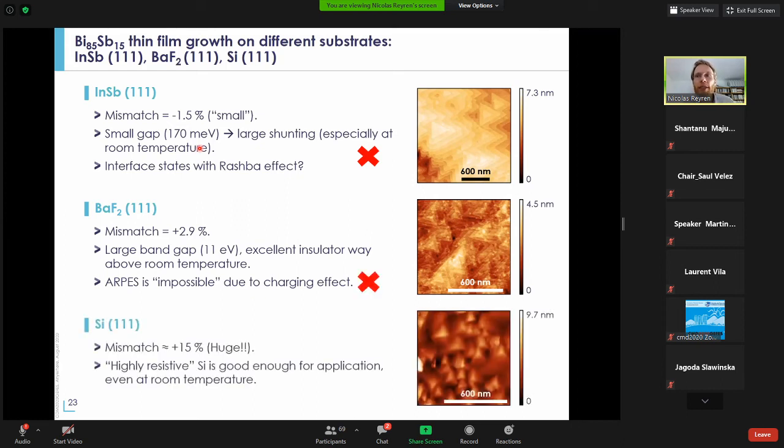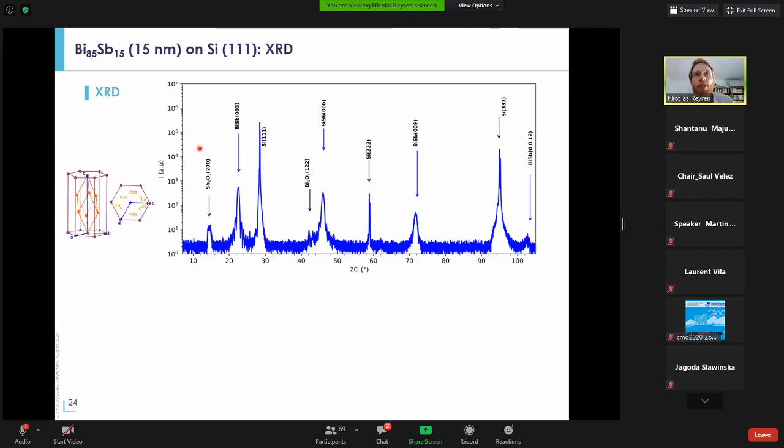So finally, we ended up with the silicon 111, where the mismatch is huge, but you can use a highly resistive silicon that is good enough for application even at room temperature. So how is it growing on this silicon? In fact, if you look at the X-ray diffraction, it looks very good, because here you see the diffractogram where you have the peak of the silicon and the peaks of the bismuth antimonide, plus maybe 2 oxides, because this one was not fully capped.